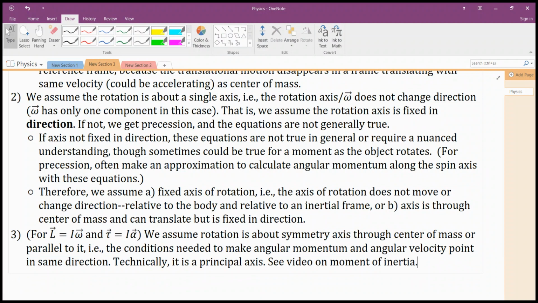we must also assume that the rotation is about a symmetry axis through the center of mass, or if the axis is not through the center of mass, then the axis must be parallel to a symmetry axis that is through the center of mass.